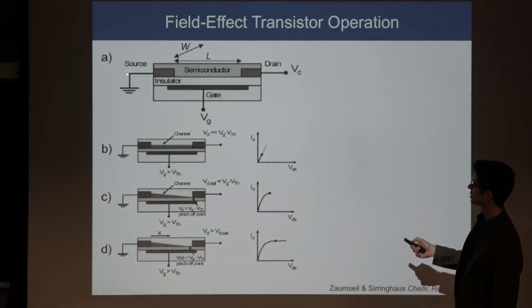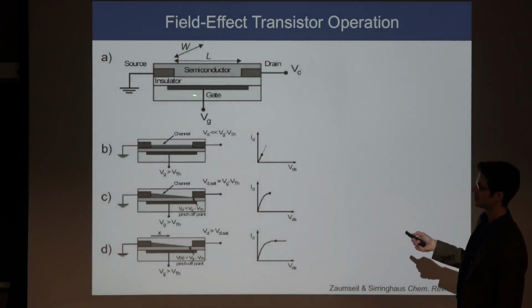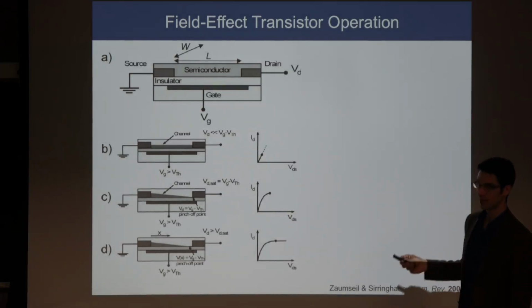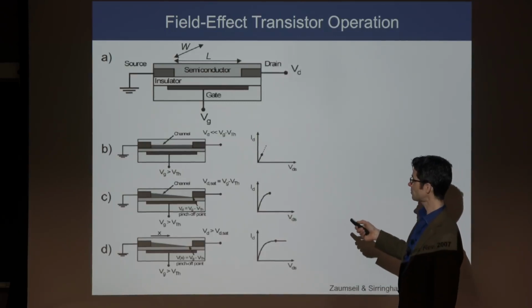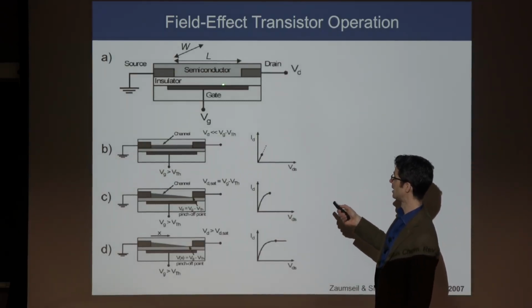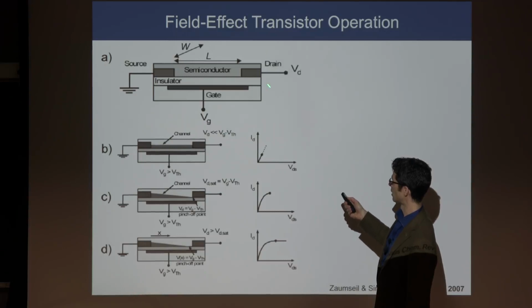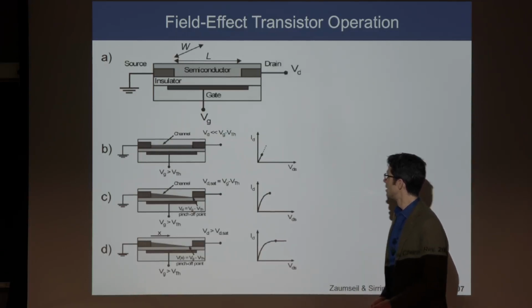Then you have a source, which is always grounded. So the source is the source of all the charge carriers that are sucked into the semiconductor based on the bias at the gate. And then you have a drain where the charge carriers drift to once you apply a drain voltage.